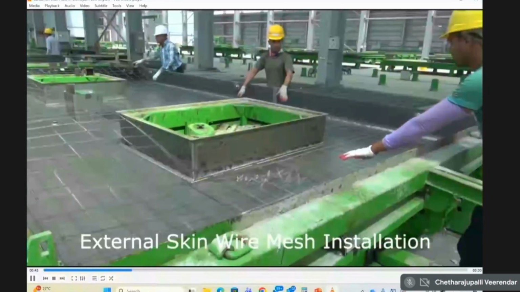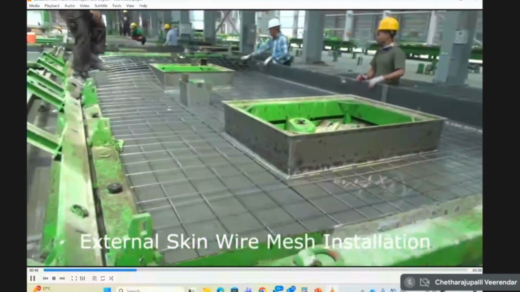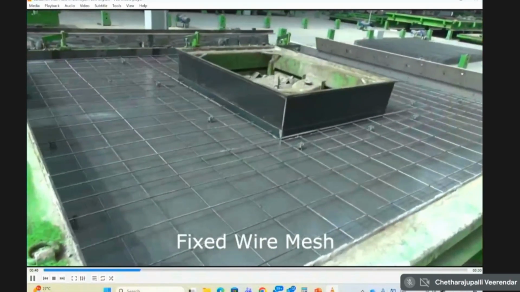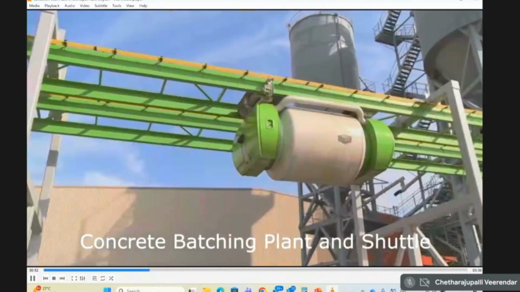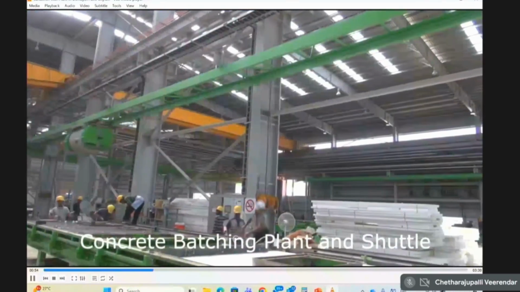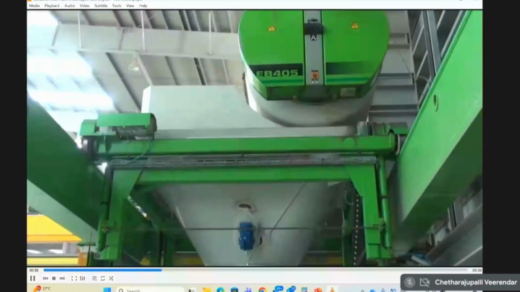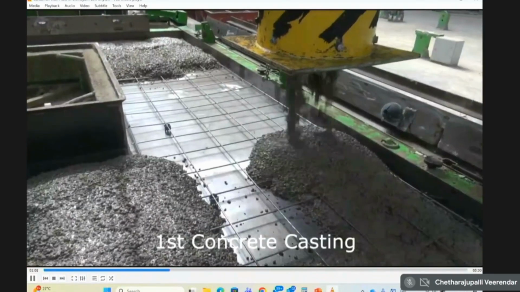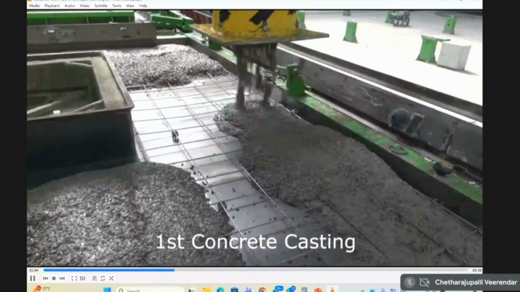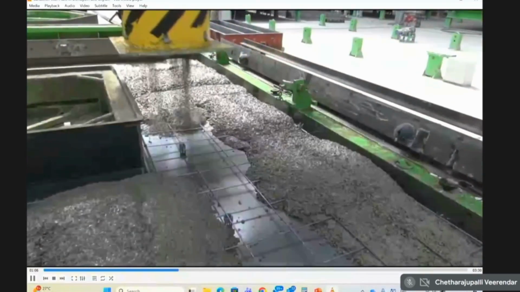And you can see shuttering is already placed with the magnets for the windows. And then you place the first layer of wire mesh. This is for the facade wall. This is a single layer. So the concrete shuttle is coming here, transporting concrete to the distribution system. And then the first layer of concrete is poured here. This is for your facade wall.